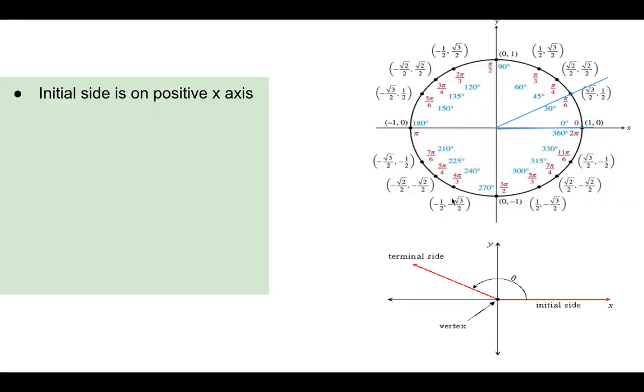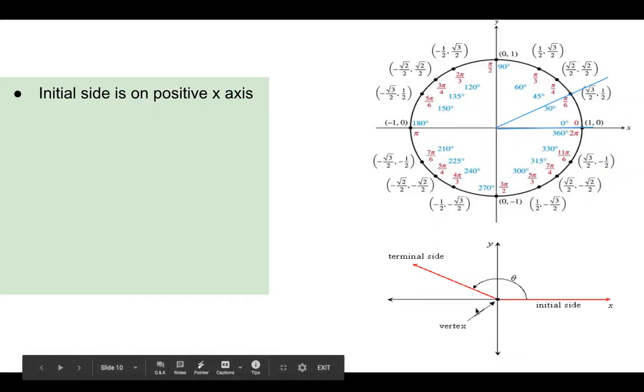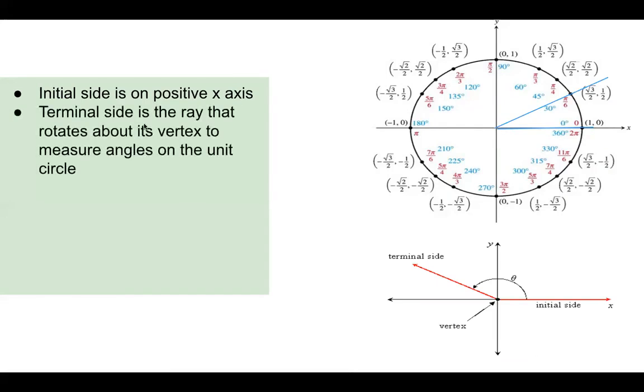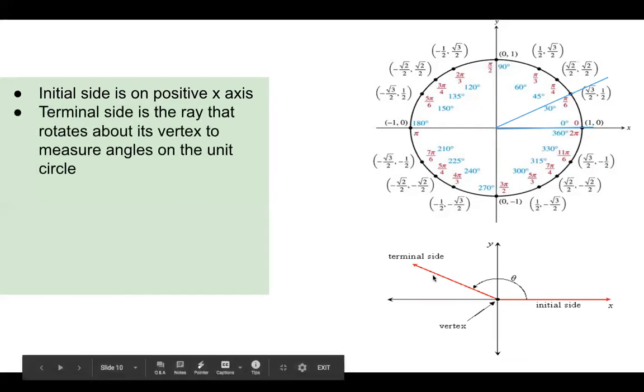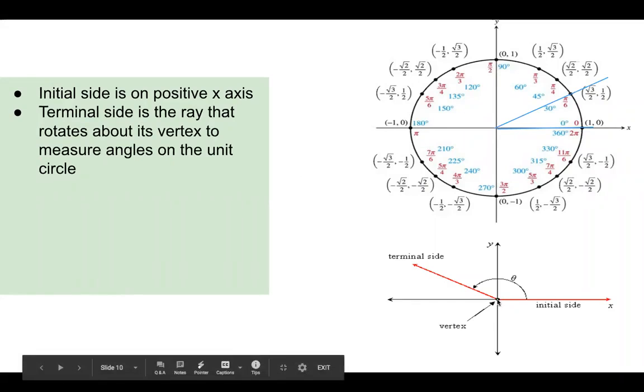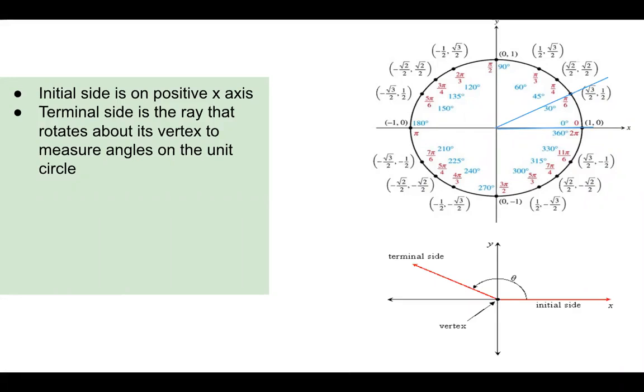Okay, so that is how you draw an angle on the unit circle. Again, I like to use this. That's exactly what you're doing, but you're doing it within the unit circle. So the initial side is on the positive x-axis. The terminal side is the ray. You call a line that has a little arrow on it a ray. It's just a definition: the ray that rotates about its vertex right here to measure the angles on the unit circle. So you just open it and rotate it around to measure angles.